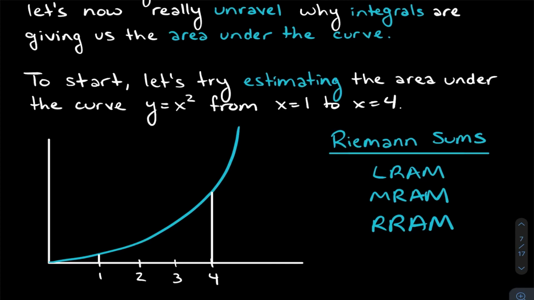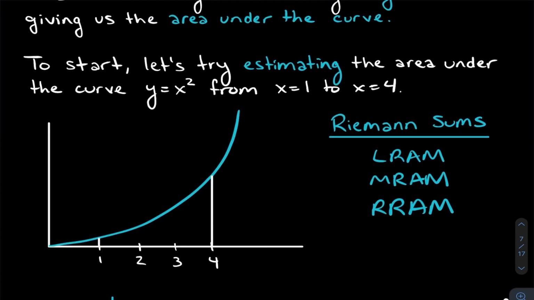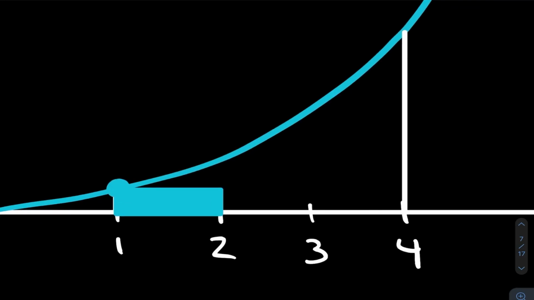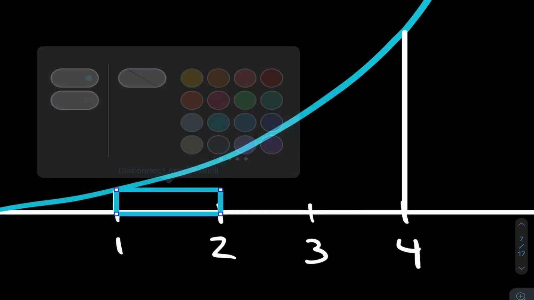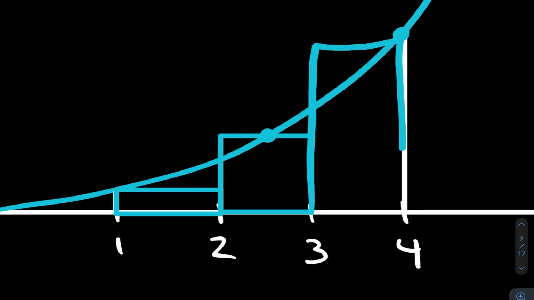So what's the difference between left, middle, and right? Well, in all of these we divide this area up into rectangles. That's how we do this estimation. We divide the area into rectangles and add up the areas of these rectangles. With LRAM, the left side of the rectangle touches the curve. To make this a little clearer, I won't fill in these sections. See, now the left part of the rectangle is the one touching the curve. In MRAM, the middle part of the rectangle is touching the curve. And in RRAM, it's the right side of the rectangles that touches the curve.